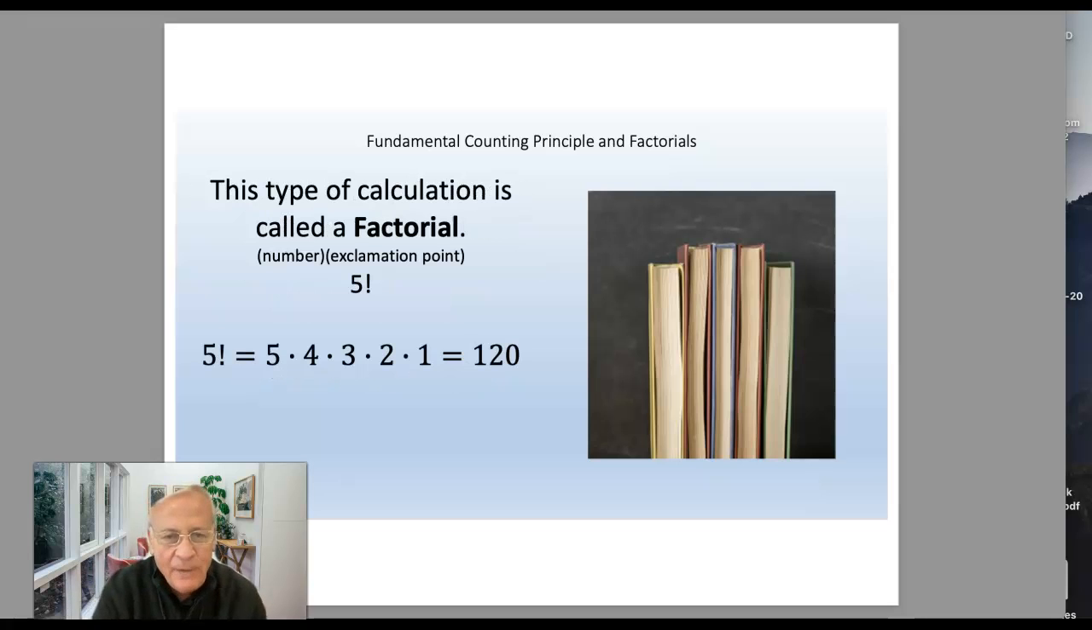Anyway, this type of calculation is called a factorial. The way you write it is you write the number, and then an exclamation point. So 5 with an exclamation point means 5 factorial. And what does that mean? It means 5 times 4 times 3 times 2 times 1.